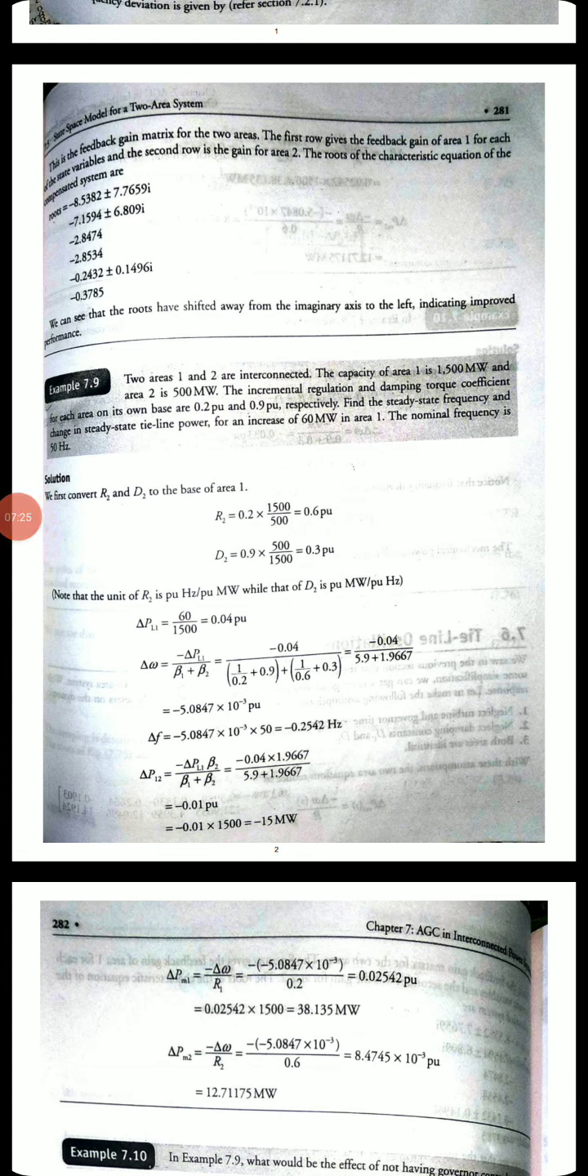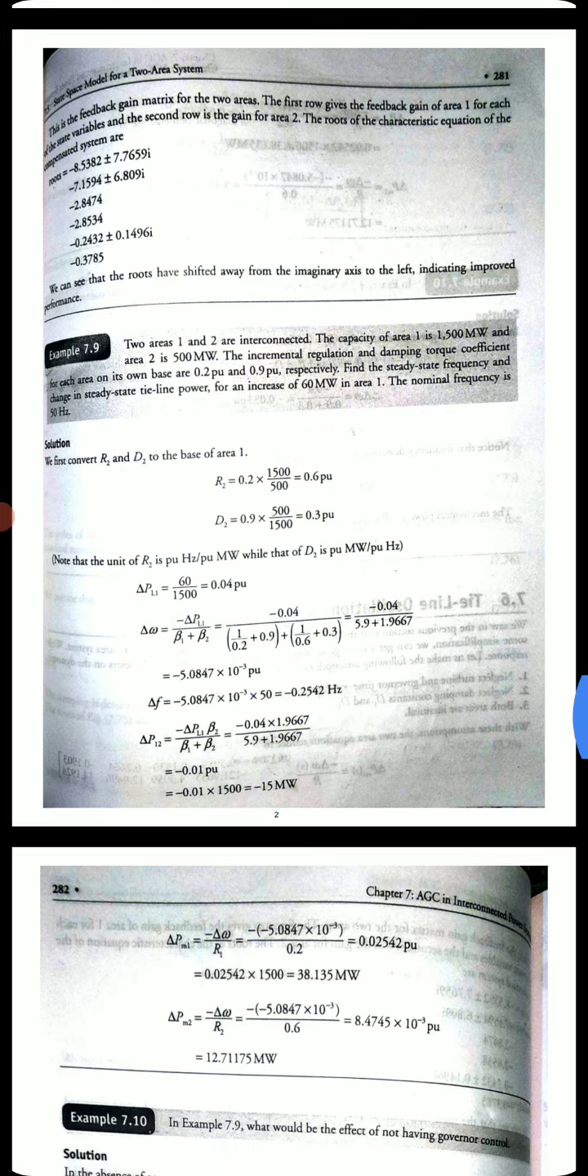So coming to example 7.9, two areas 1 and 2 are interconnected. The capacity of area 1 is 1500 megawatt and area 2 is 500 megawatt. The incremental regulation and damping torque coefficient for each area on its own base is given as 0.2 per unit and 0.9 per unit respectively. Find the steady state frequency and the change in steady state tie line power for an increase of 60 megawatt in area 1, and nominal frequency is 50 hertz.